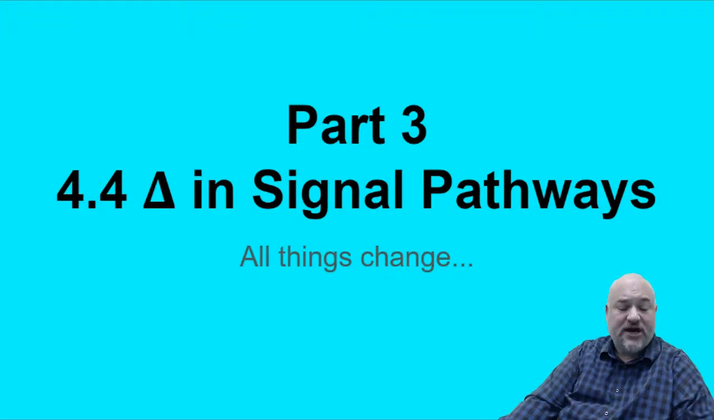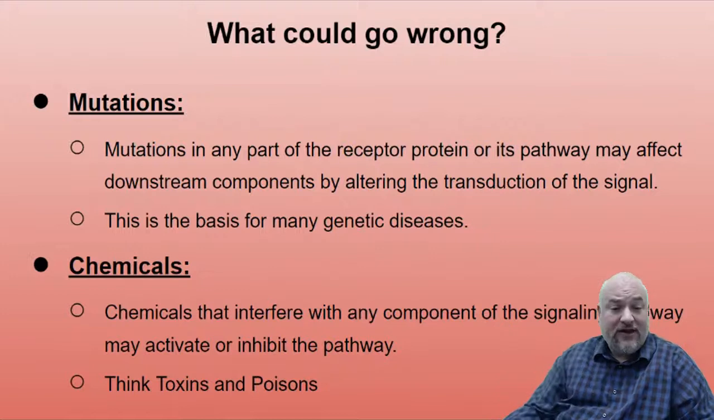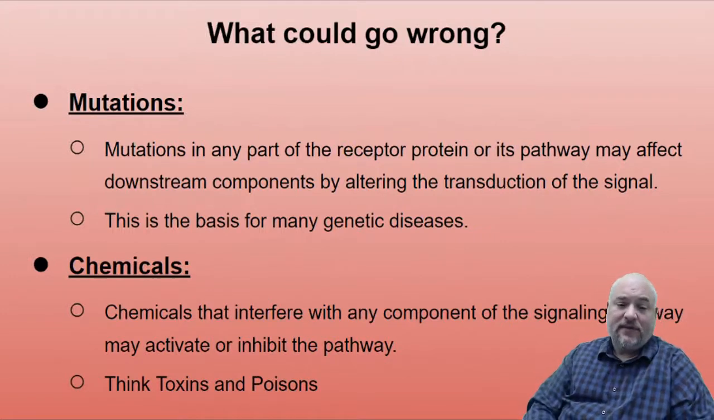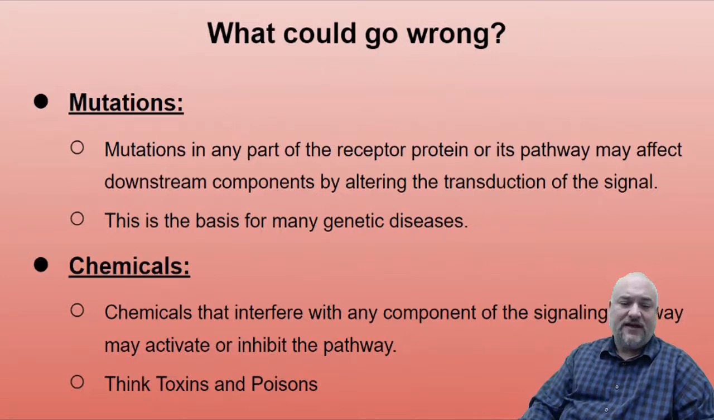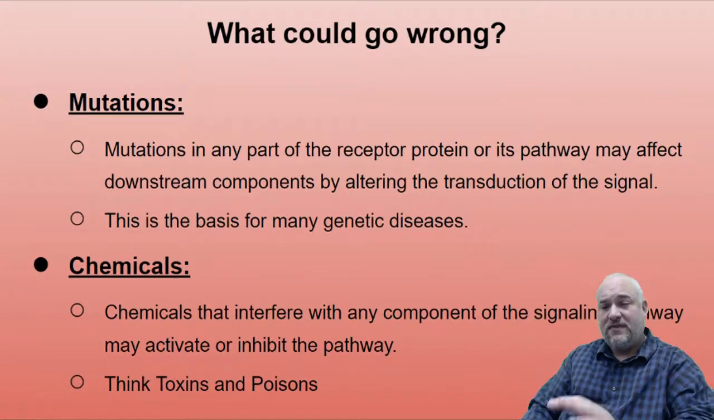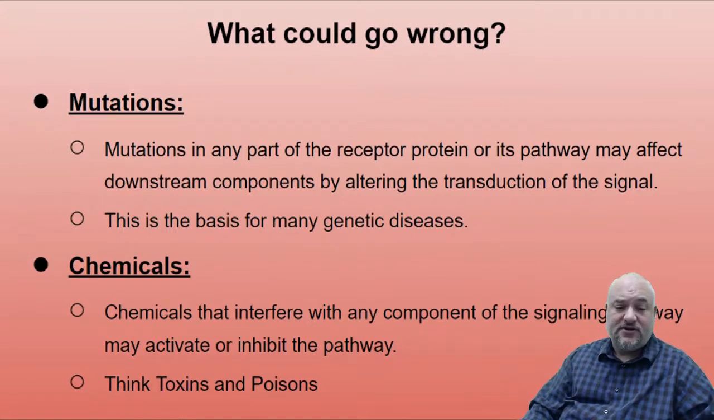And very last thing, guys, changes in signal pathways. What could go wrong? Well, you could have some mutations in any part of a receptor protein or its pathway. It may affect the downstream components by altering the transduction of the signal. And either the signal doesn't get moved along properly, we don't get the right response, or nothing happens. And that's the basis for many genetic diseases, actually.